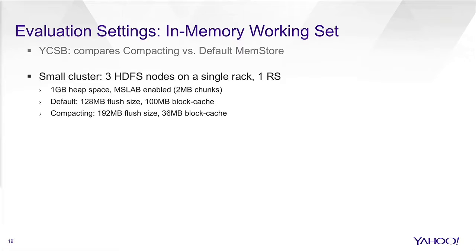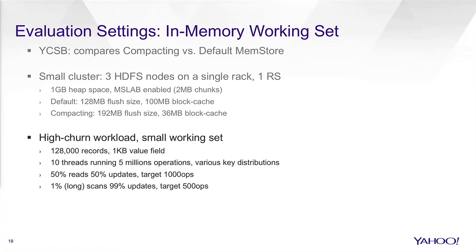For compacting, we enlarge this limit a little bit, and we decrease the size of the block cache. So once again, for default, for this experiment only, we put 128 megabytes as the limit to flush to disk, and a 100 megabyte block cache. And for compacting, a 192 megabyte flush limit and a smaller block cache. This is just a trade-off. We do use duplications. Therefore, we have a high-churn workload. We have 128,000 records, and each record is 1 kilobyte in size. We usually do 50% reads, 50% writes, and this is when we measure reads and writes. And when we measure scans, we use 1% scans and 90% writes.